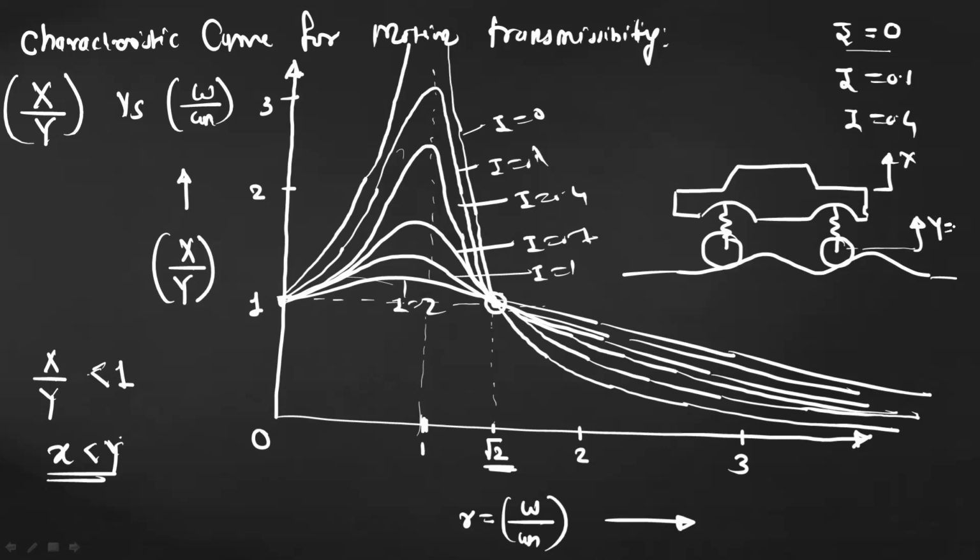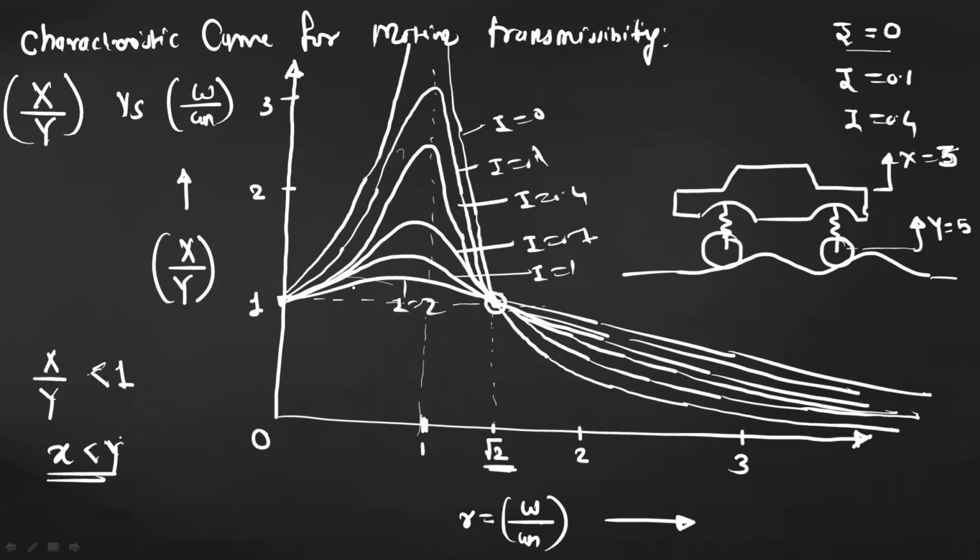Just assume y is 5 mm, that is the displacement of the field. If x is also 5 mm, this is not the proper design of the suspension, because the rider will experience the same displacement as the displacement received by the field. Therefore x must be less than y. So let us take this as 3, so the ratio x by y will be less than 1.